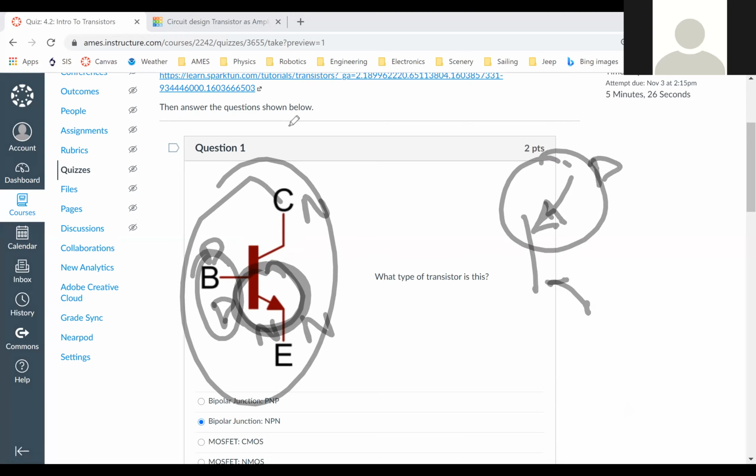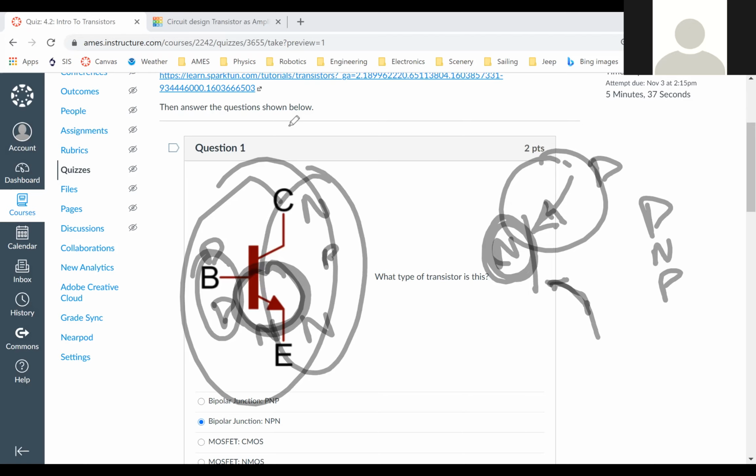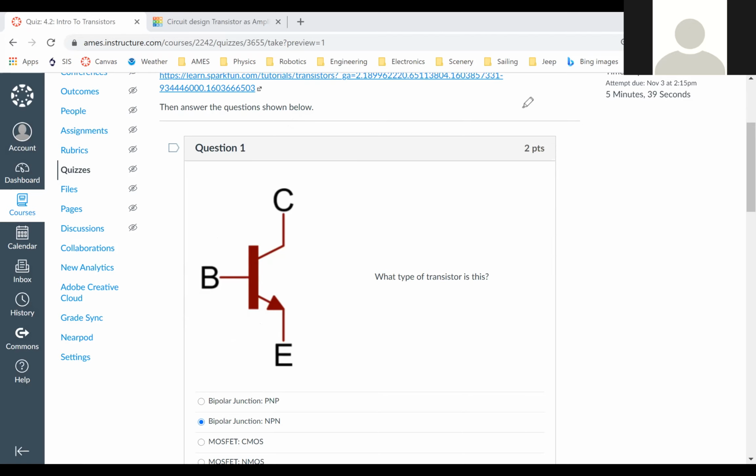This tells you this is the PN right there. So that tells you the base is the N. So you know then that this is a PNP, whereas the other one over here is an NPN. Okay, so just make sure you know that. Okie doke. Question number 2.